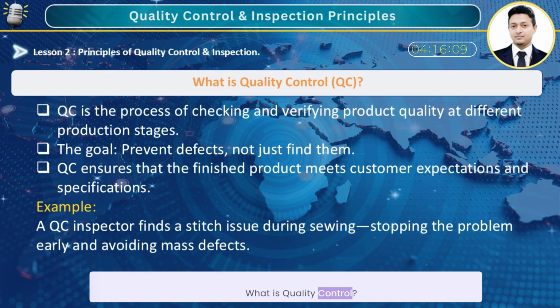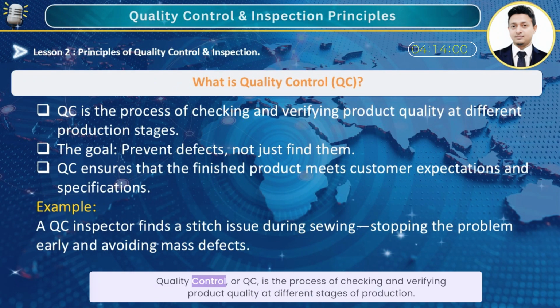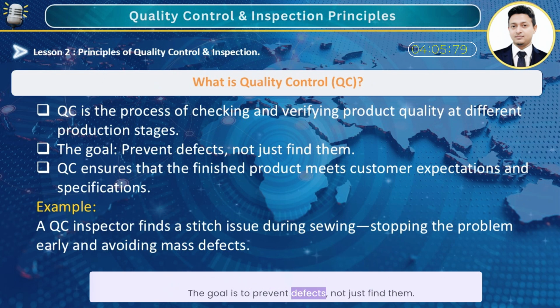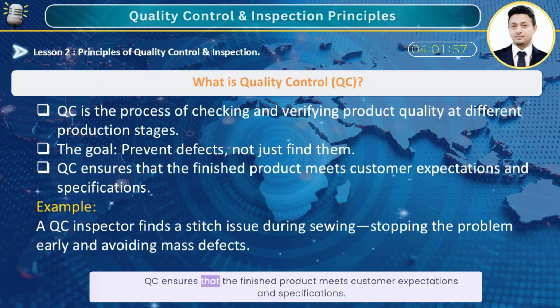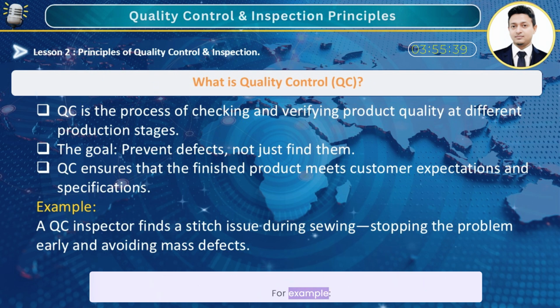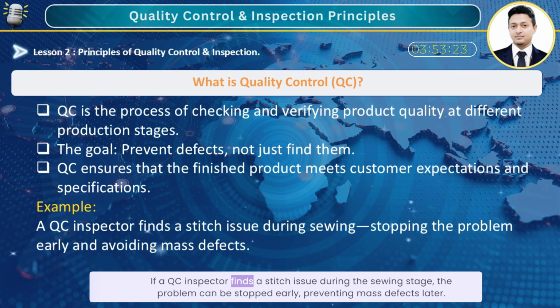What is quality control? Quality control, or QC, is the process of checking and verifying product quality at different stages of production. The goal is to prevent defects, not just find them. QC ensures that the finished product meets customer expectations and specifications. For example, if a QC inspector finds a stitch issue during the sewing stage, the problem can be stopped early, preventing mass defects later.